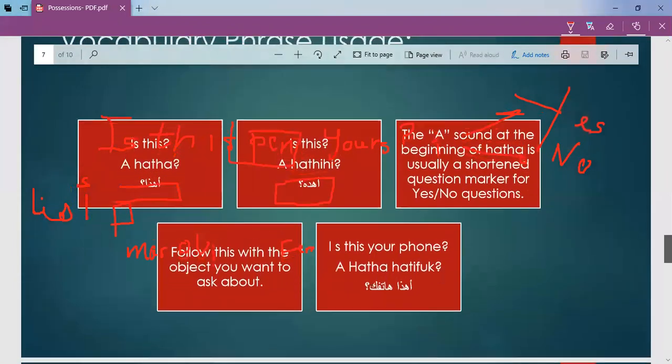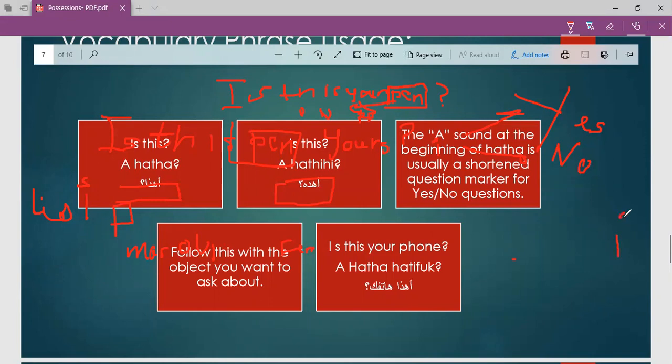Let's say it: is this your pen? Okay, in order, we have to put before is this your pen, not is this pen yours, it's better to say is this your pen, in order to have the possessive pronoun as a suffix coming after the possessed noun. Because in Arabic we should start with pen as a possessed noun and after it your as a possessive pronoun, okay? Because we shuffle them in Arabic.